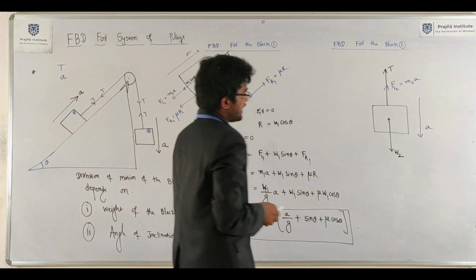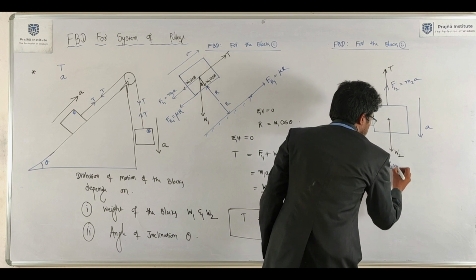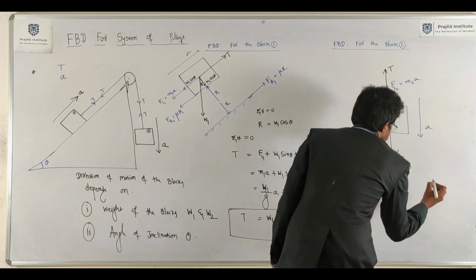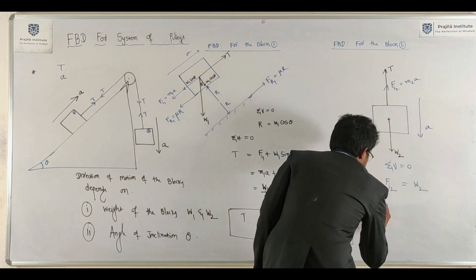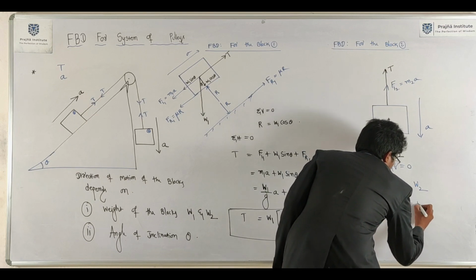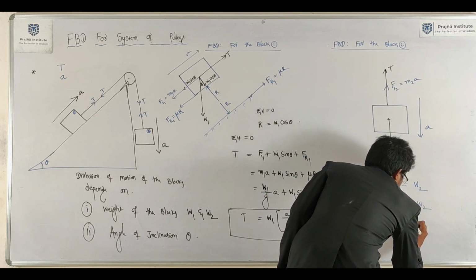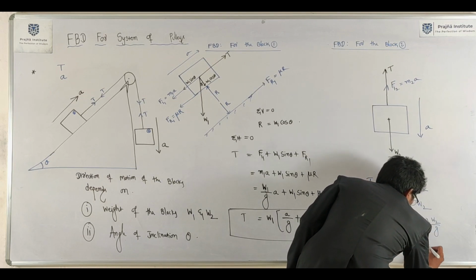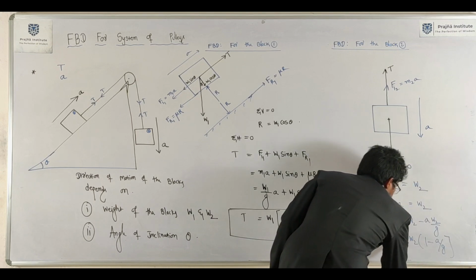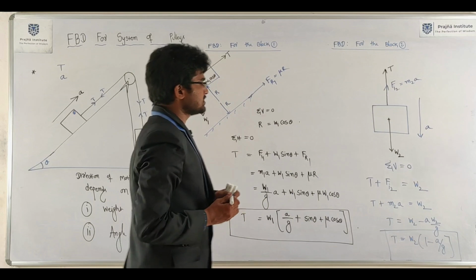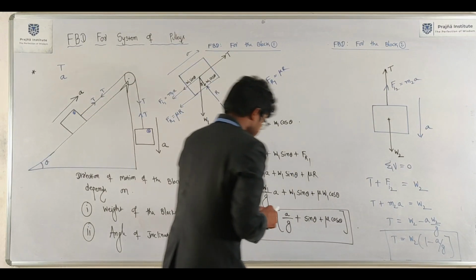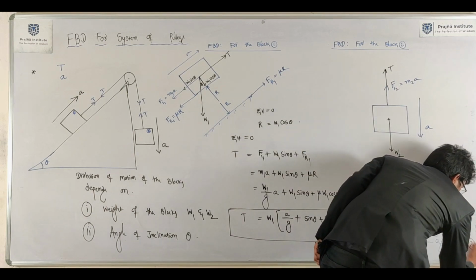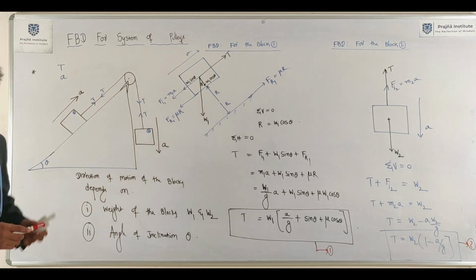Tension T. Next, sigma V equals 0. Finally, you will get tension T plus inertia force 2. This is W2. T plus M2A equal to W2. Tension T equal to W2 minus acceleration W2 by G, W2 into 1 minus A by G. You got two equations and we are having two unknowns. Equation number 1, equation number 2.